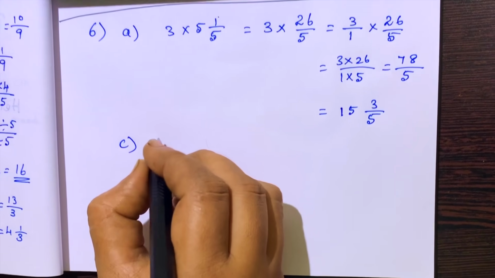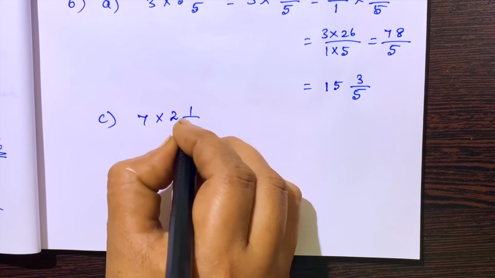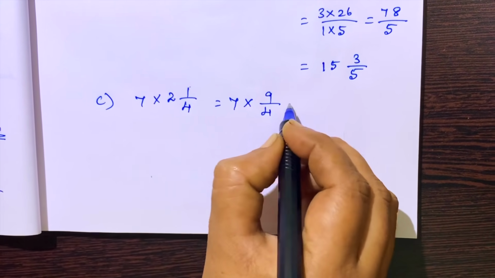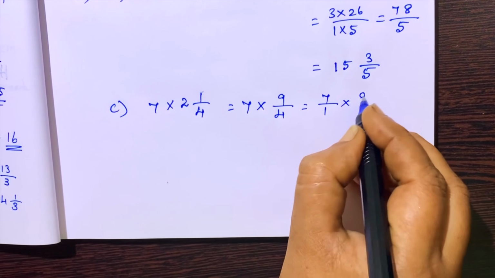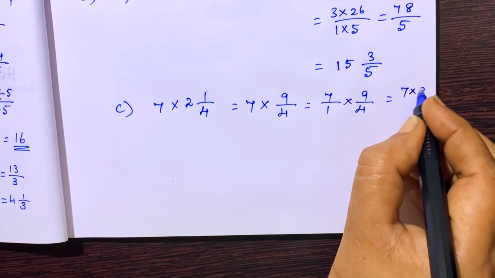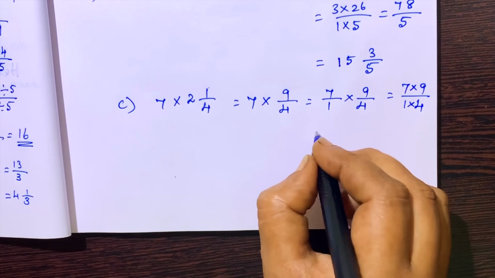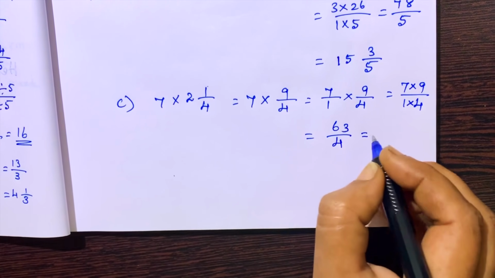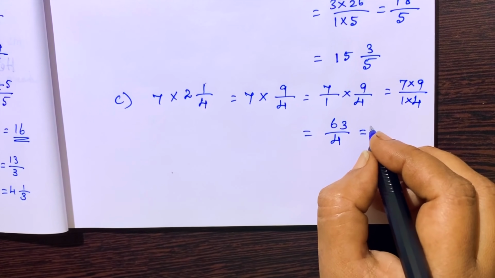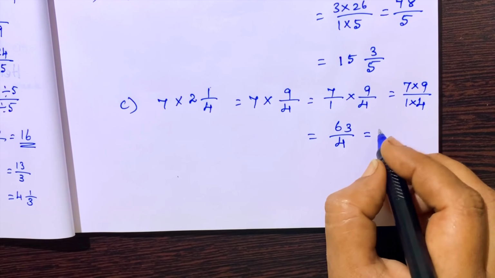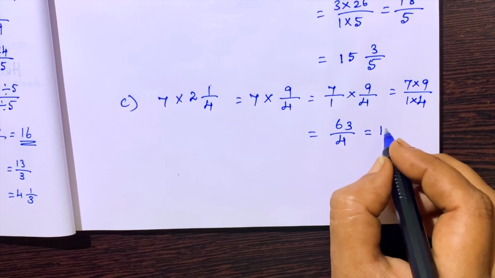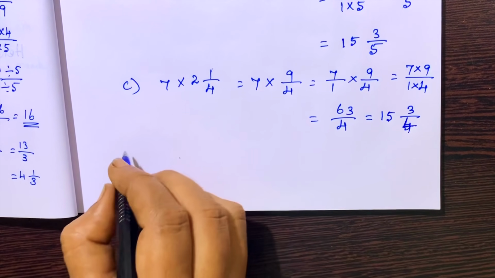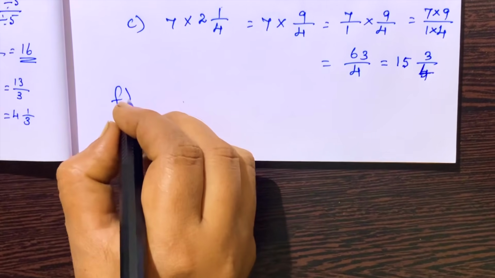C sum for you. 7 into 2 1 by 4 is equal to 7 into (8 plus 1) is 9 by 4, which is equal to 7 by 1 into 9 by 4, which is equal to 7 into 9 by 1 into 4, which is equal to 7 9s are 63 by 4. So how many times are there? 4 15s are 60, remaining 3, so 15 3 by 4. Now I will do the F sum also for you.